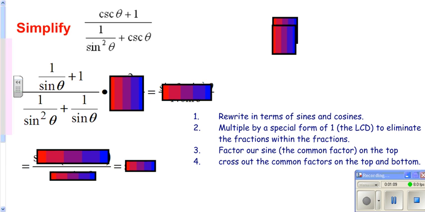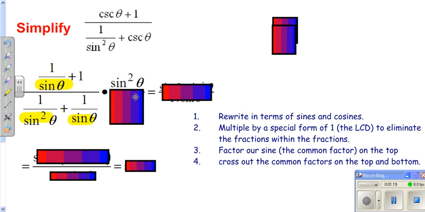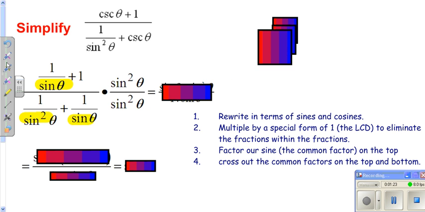You'll now notice we have fractions within a fraction. So we'll look here and we'll have 3 denominators. We find our LCD. That LCD ends up being sine squared. So I'm going to multiply the top by sine squared and the bottom by sine squared. I then need to go ahead and distribute this through to each one.